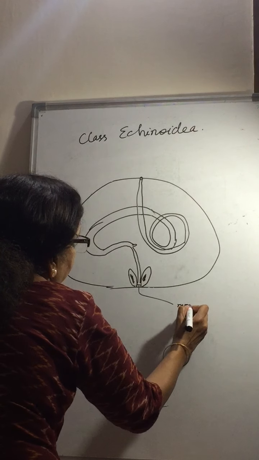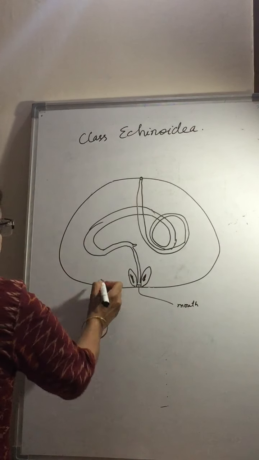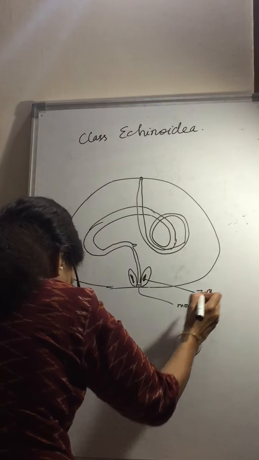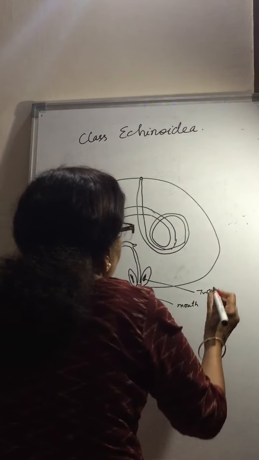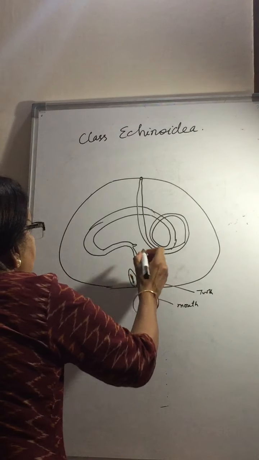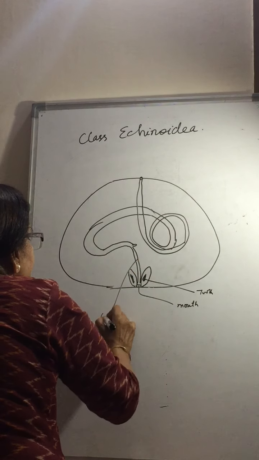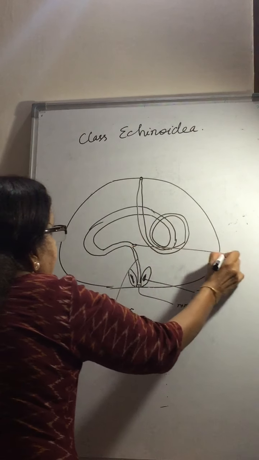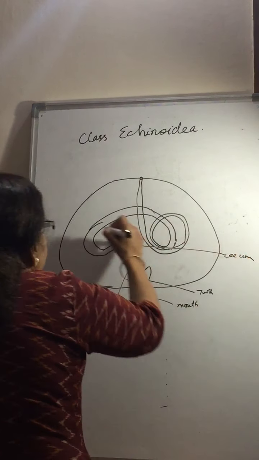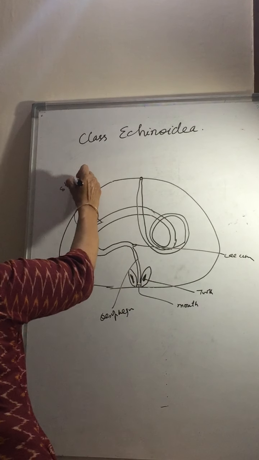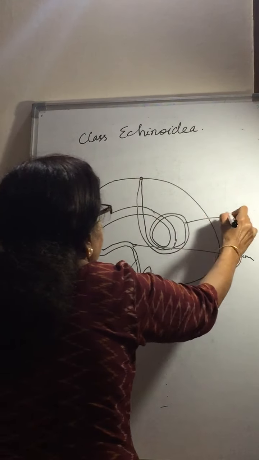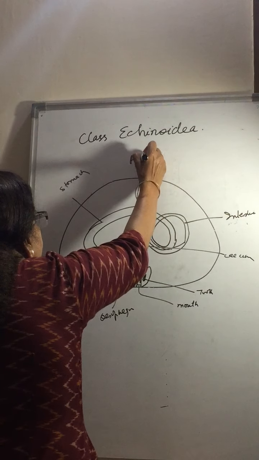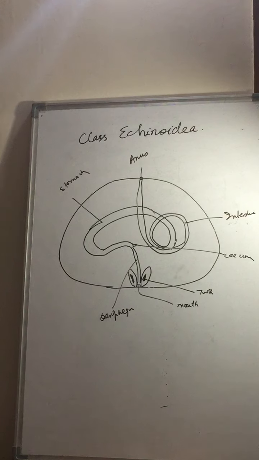This is the mouth of the animal, which is on the oral side, and these are the teeth. So now this is the esophagus, and now this is the cecum. This is the stomach. This is the intestine, and this is the anus, which is on the aboral side.